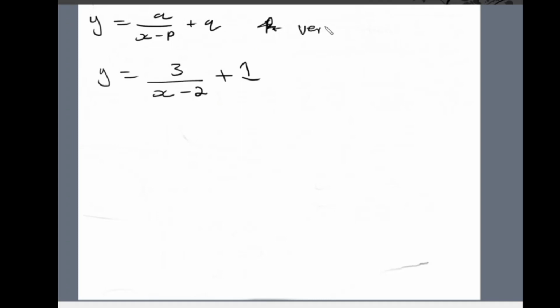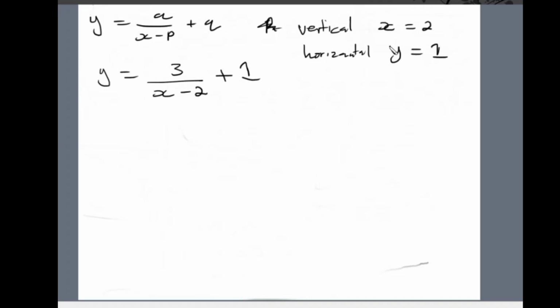You'll say the vertical asymptote is x equals 2, right? Because if you let x be 2, you'll have 2 minus 2 in the denominator, which will be 0, and we cannot have 0 in the denominator, right? So now x equals 2 is your vertical asymptote. Your horizontal asymptote is the line y equals 1, which means the graph cannot cross that line.